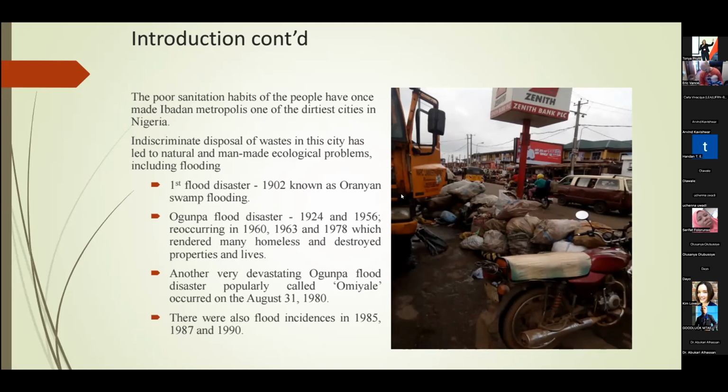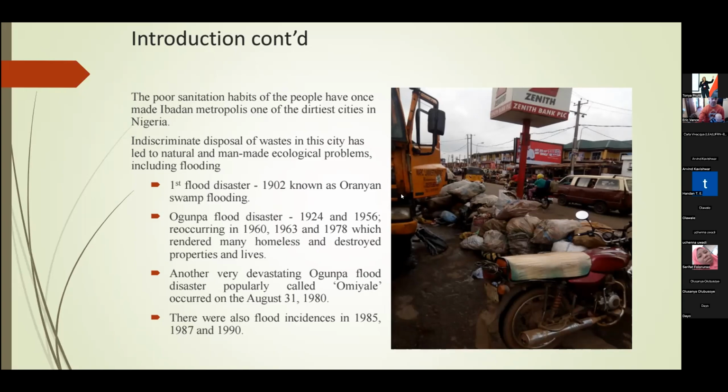Now, the first flood disaster was recorded in 1902, and that was known as Oronyo Swamp flooding. Following that was the Ogunpa flood disaster, which happened in 1929. It also occurred in 1950, again in 1960, 63, and 78. And these events actually rendered some people homeless, and a lot of properties and lives were also lost. And then another Ogunpa flood disaster occurred on August 31, 1980, called Omiyale. There were other flood incidences in 1985, 1987, and then 1990.